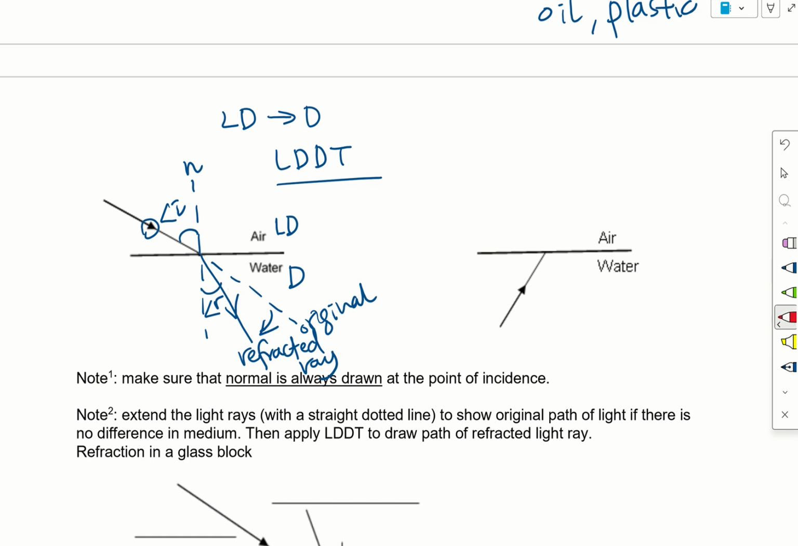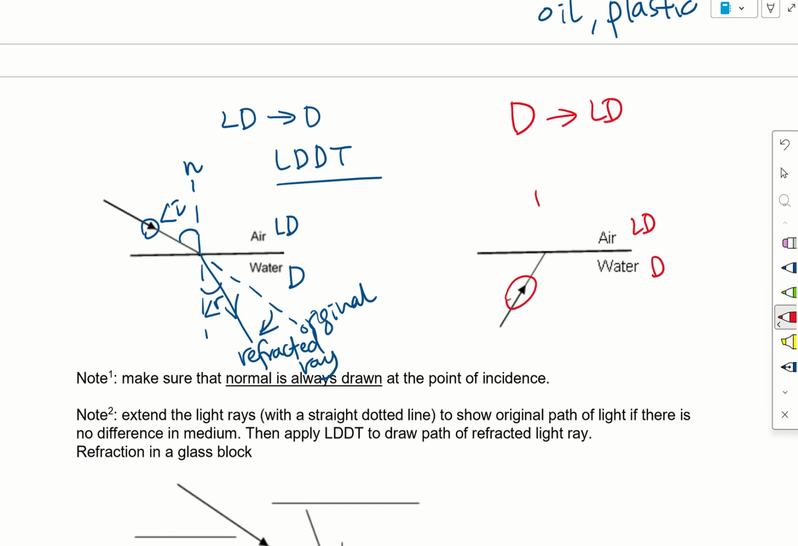Now, how about if the light ray is going from water to air? So again, we determine which one is the less dense and which one is the denser. As you can see from the arrow, it's traveling from denser to less dense. Now, if less dense to denser is towards (LDDT), that means denser to less dense, it must bend away.